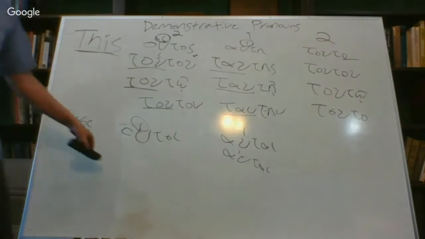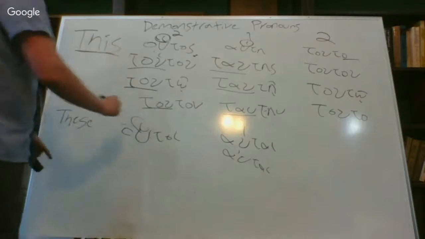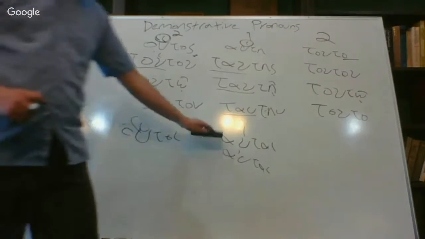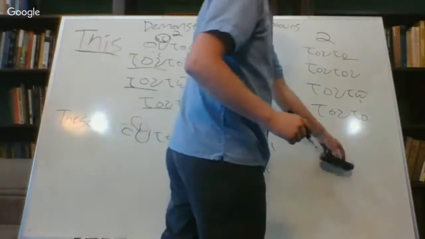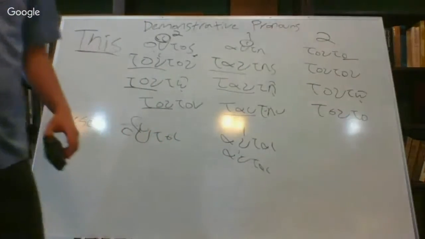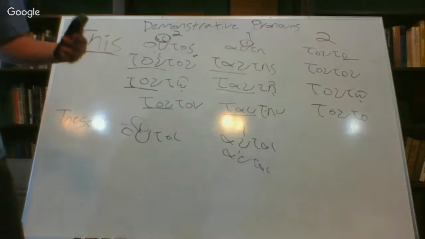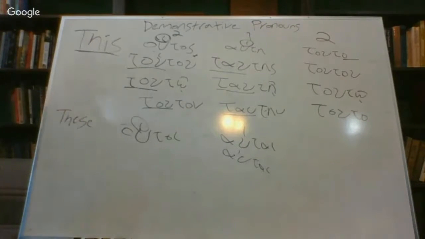And so we could also do this down here: it would be these men, these women, these things, which is what we'd find there. And so that's what we're seeing with the demonstrative pronouns and just how they function, how they work. They're just going to be these.